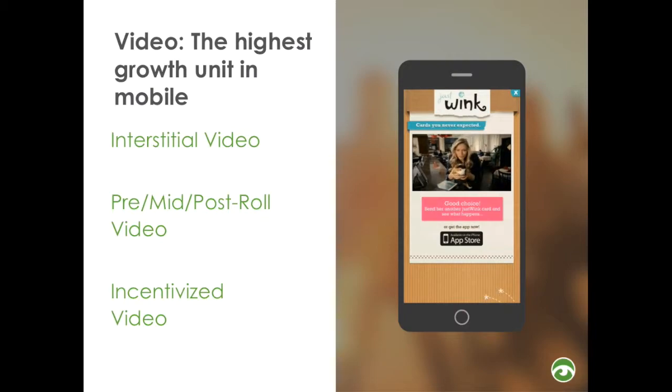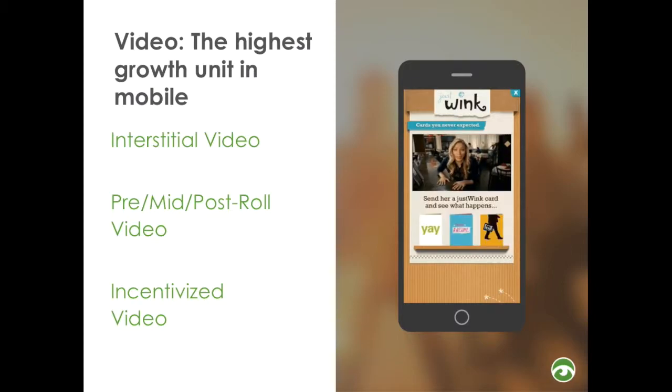And with that, there's more than three ways to monetize with video that are out there. But the three that we see most commonly used among our publishers are the interstitial video, which goes hand in hand with that static interstitial unit we were just talking about, shows within the same place, a natural break within the application, and then pre, mid, and post-roll video.